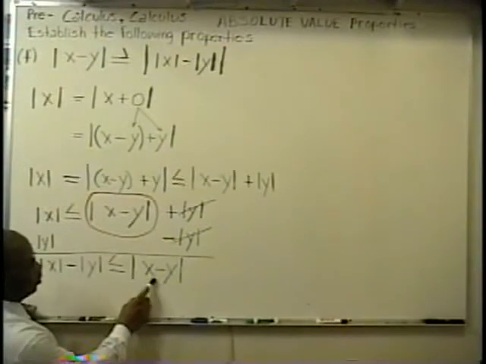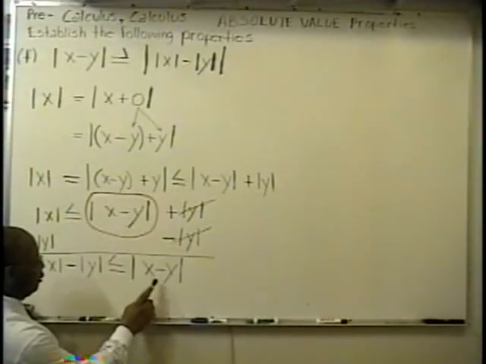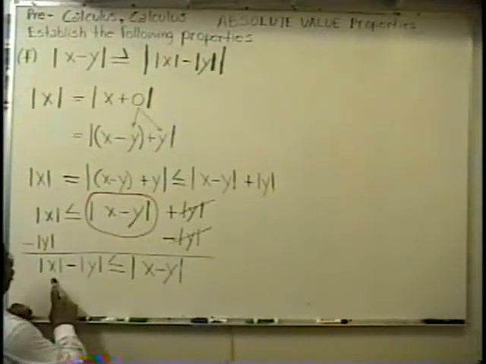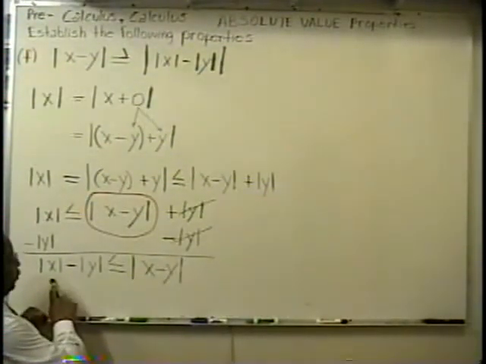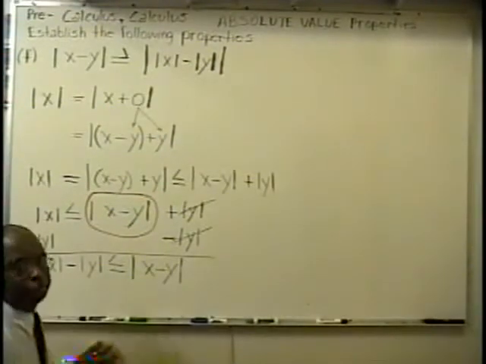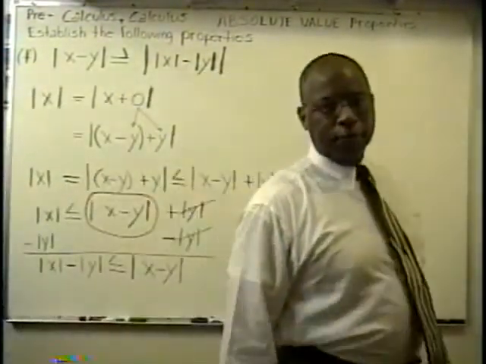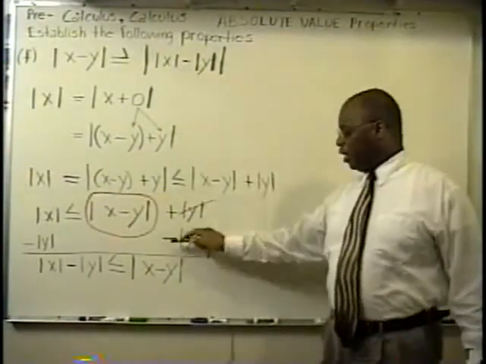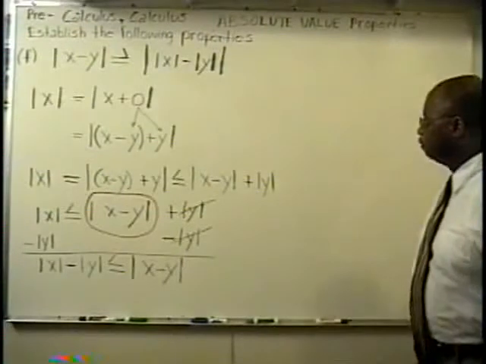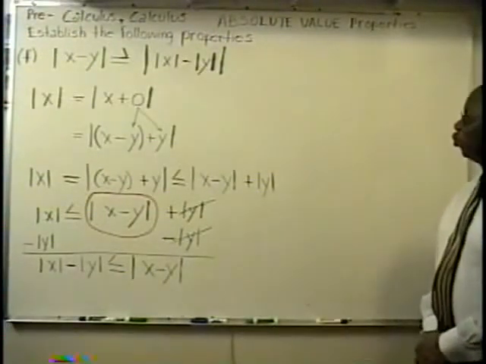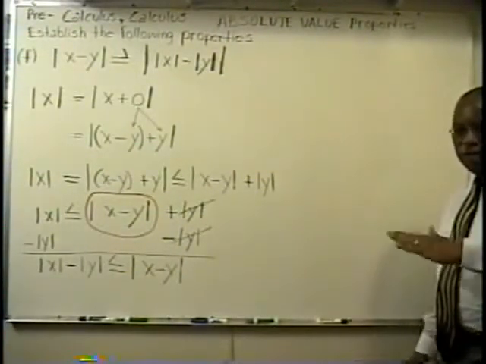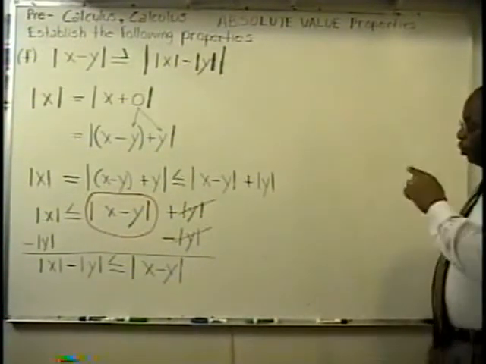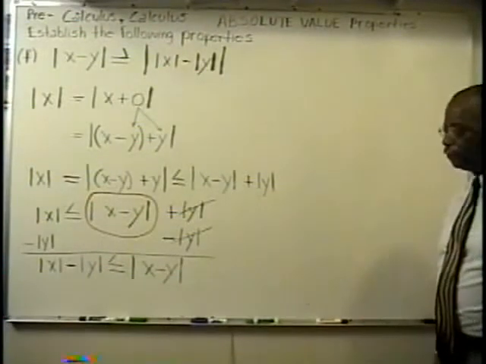So far we've shown that the absolute value of x minus y is greater than or equal to the absolute value of x minus the absolute value of y. That is the first part. So what I'm going to ask you to do is please pause your video, take your time and copy this work, please. I'm going to try to make room for our next edition, the second part of this. So if you need to, please pause your video right now.